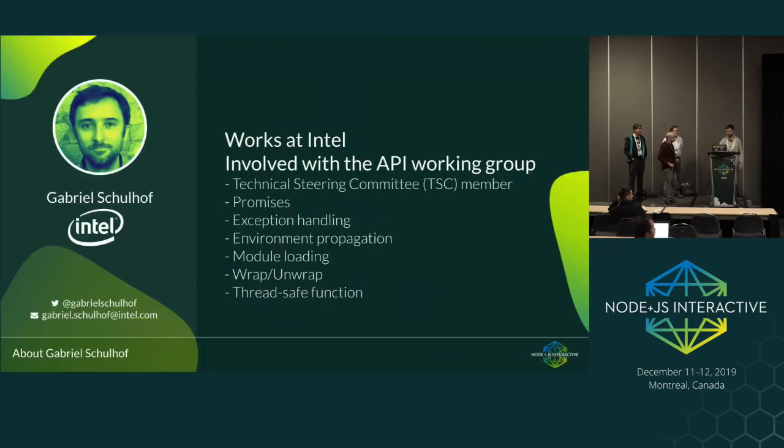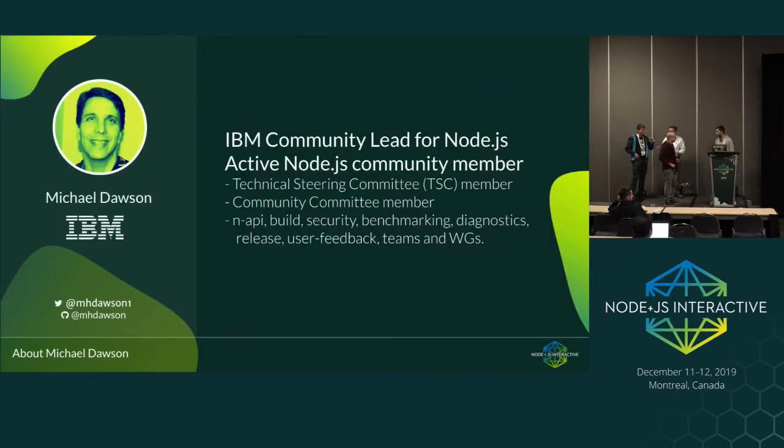I'm Michael Dawson, IBM's community lead for Node.js. That means I get to spend a lot of time working in the community. I'm on the technical steering committee, and in particular work as part of the N-API team as well. And I also get to work with a lot of great teams within IBM. We do things like keep Node.js running on our platforms, make sure our cloud is a great place to deploy Node, and you know, use N-API in building some of our modules.